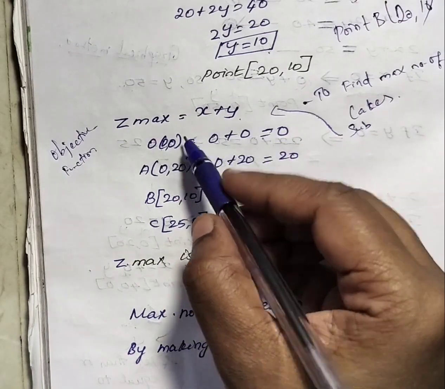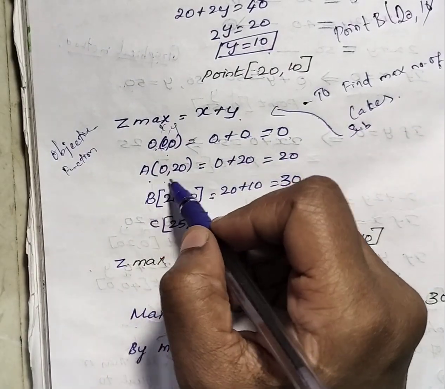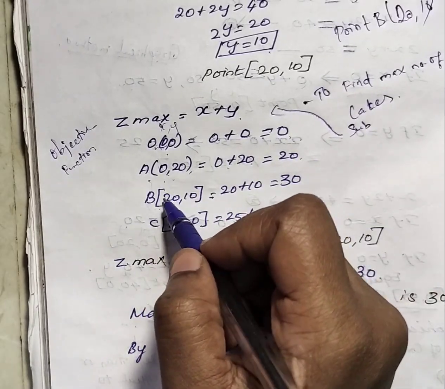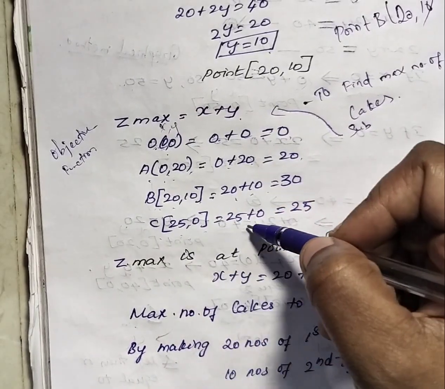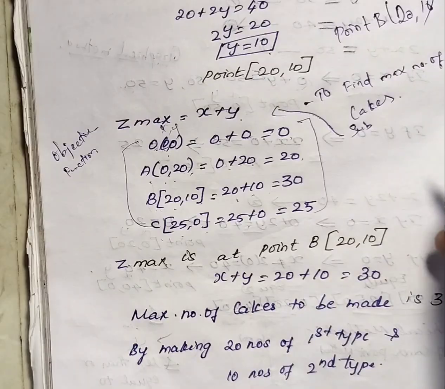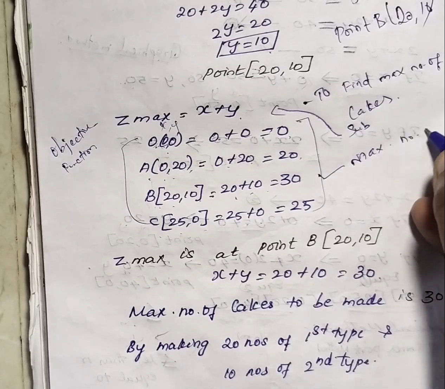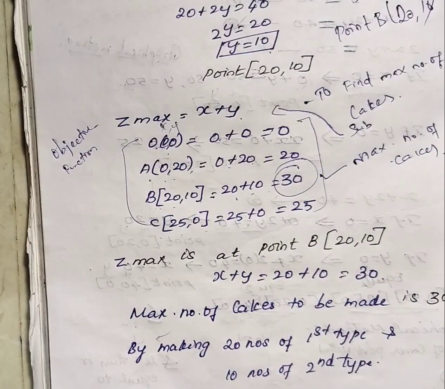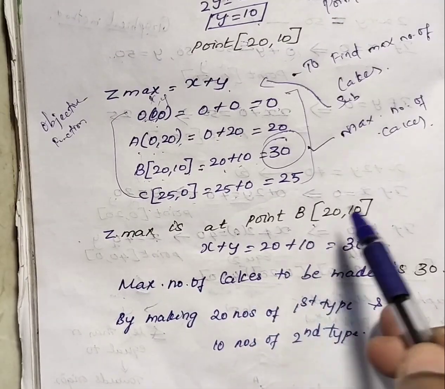The objective is x + y, so we just substitute the x and y values. For the origin (0, 0), it is 0. For corner point A (0, 20), 0 + 20 is 20. For corner point B (20, 10), 20 + 10 is 30. For corner point C (25, 0), 25 + 0 is 25. Among these points, which has the maximum value? That is B. So Z max is at point B (20, 10).